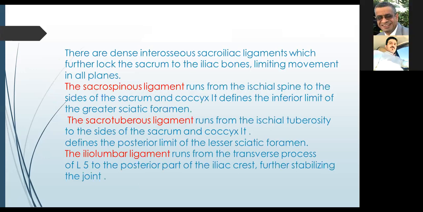We have three important ligaments. The first one is the sacrospinous ligament, which runs from the ischial spine to the sides of the sacrum and the coccyx. It defines the inferior limit of the greater sciatic foramen. And the sacrotuberous ligament runs from the ischial tuberosity to the sides of the sacrum and coccyx. It defines the posterior limit of the lesser sciatic foramen. And finally, the iliolumbar ligament runs from the transverse process of L5 to the posterior part of the iliac crest, further stabilizing the joint.